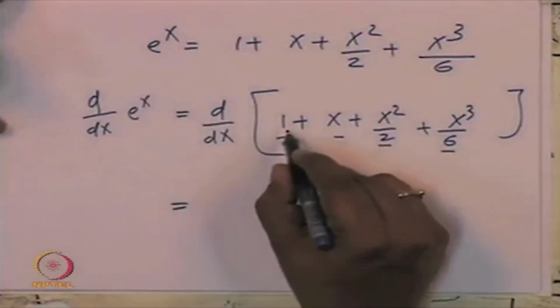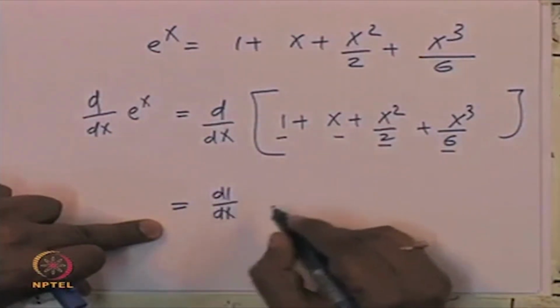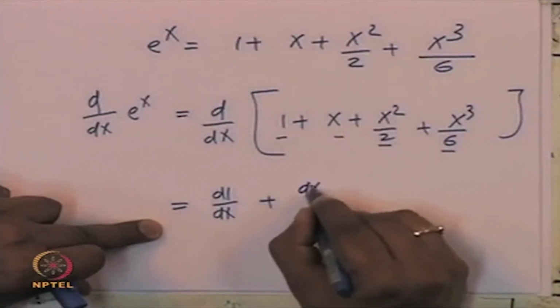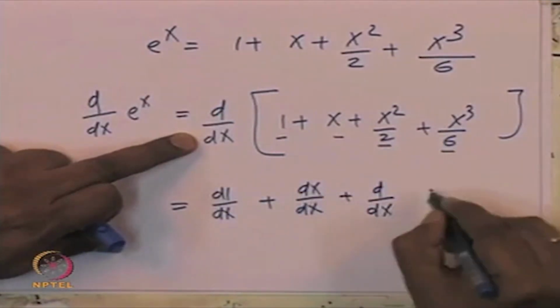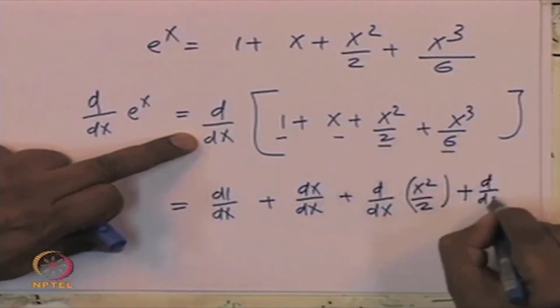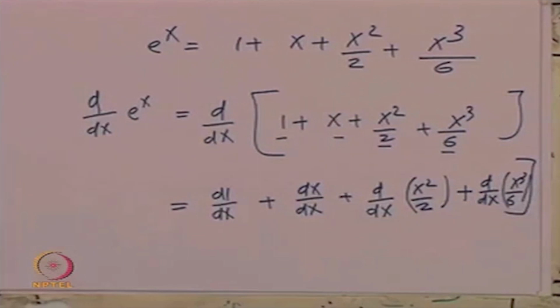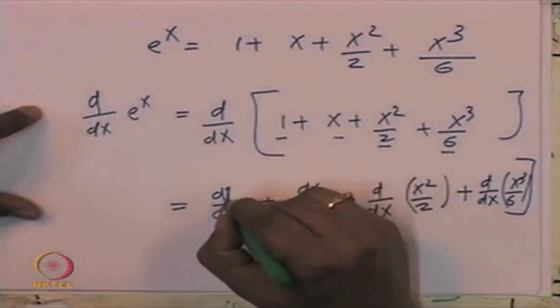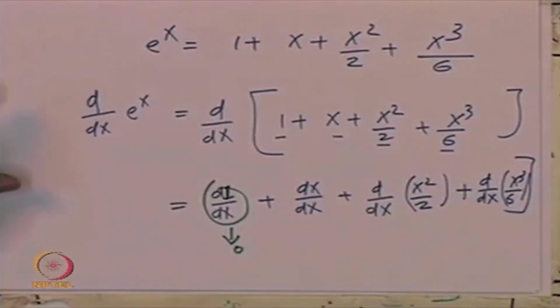So, the first one is d 1 by dx, which is 0. Second one is dx by dx. Third one is d by dx of x square by 2, and this one is d by dx of x cube by 6. This is what it is. Now, d 1 by dx is 0, because 1 is a constant, just like we did before. Change in 1 is 0, because 1 cannot change.